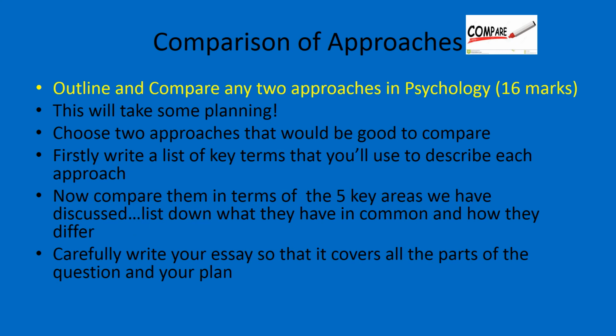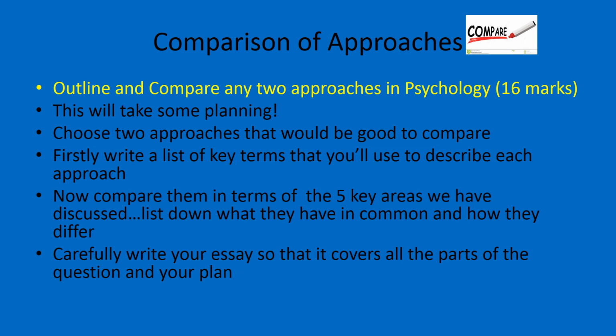So this is an example of an essay that you might get in this area. The question says, outline and compare any two approaches in psychology, and it's looking for 16 marks. Now the nice thing about this is that it's not asking you to evaluate in any way. It's simply asking you to give some AO1, some key information about a particular approach, then do that with another approach. So choose two approaches like it says here that would be good to compare. You could choose cognitive and psychodynamic, and you could choose, I don't know, social learning theory and humanistic. Totally up to you, whatever you're happy with.